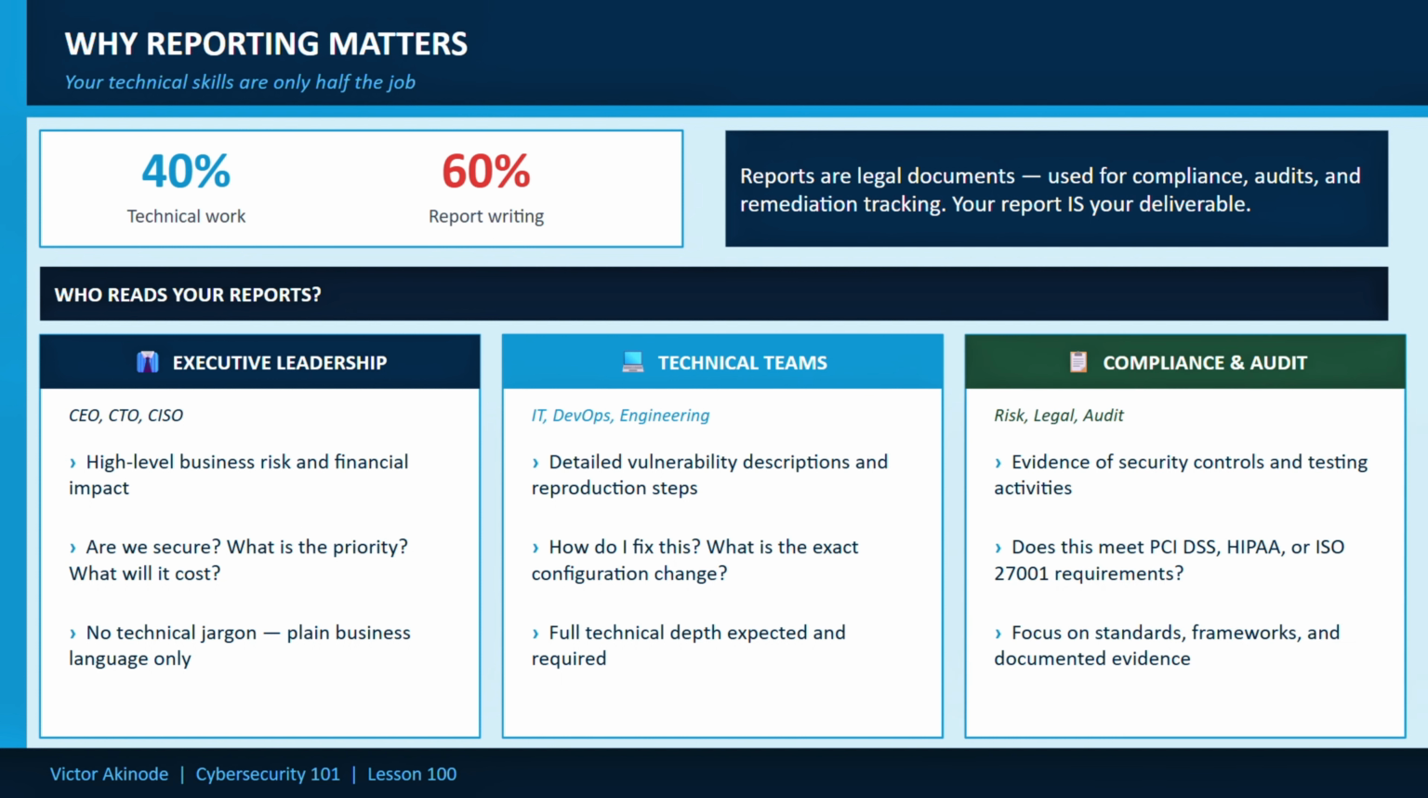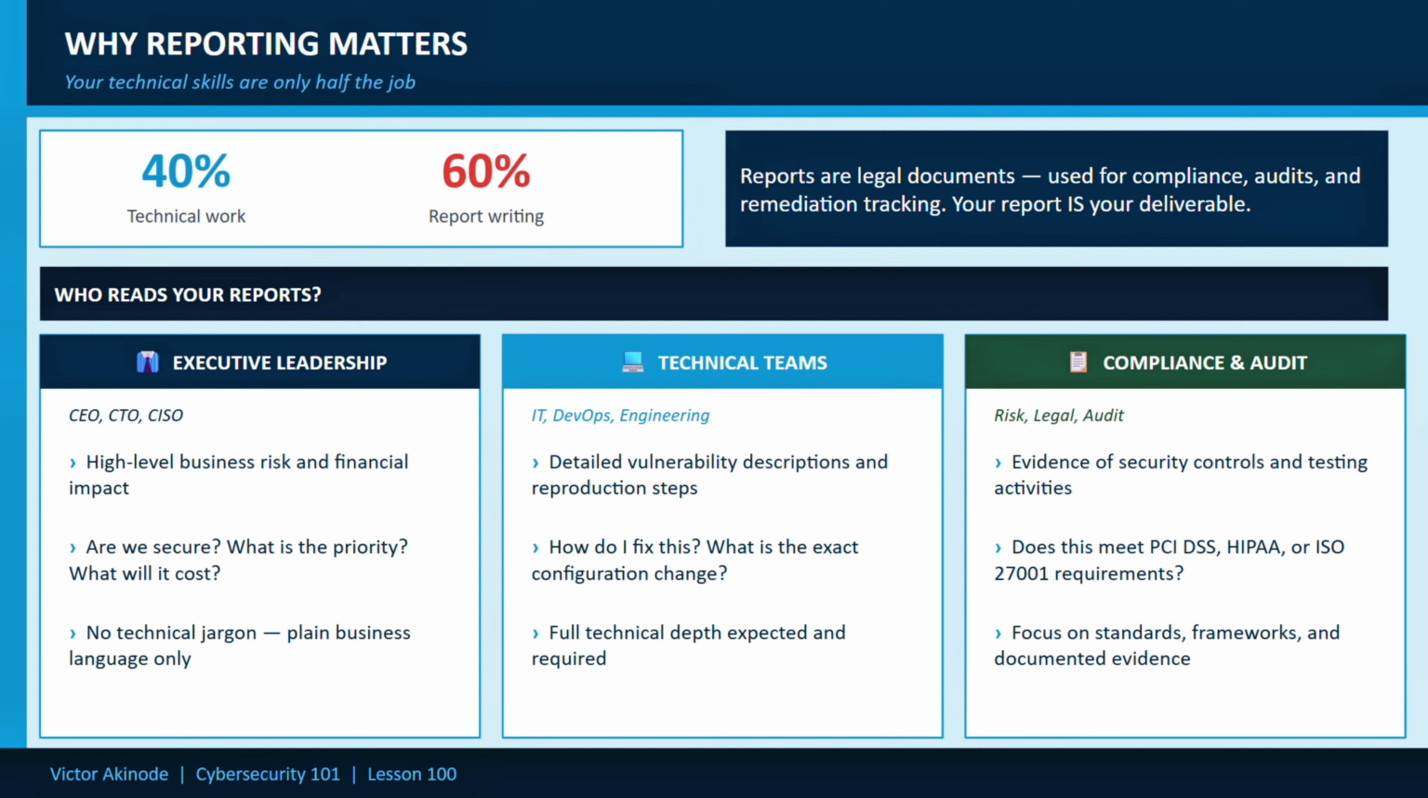The third set is compliance and audit teams. They need evidence of security controls and testing, so they need to read your report. They want to know if you meet standards like PCI DSS, HIPAA, or ISO 27001. They focus on frameworks and requirements.